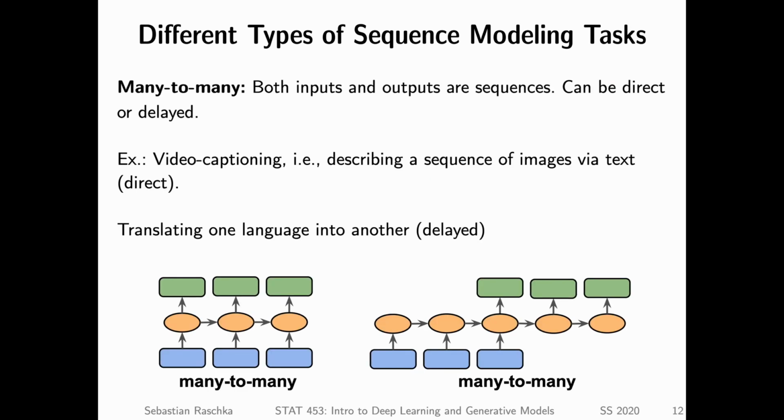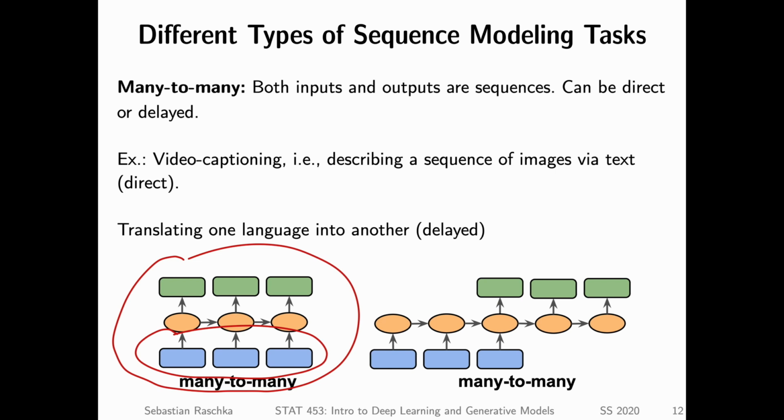Another task is the many-to-many task. Here we have multiple inputs and also multiple outputs. Like I said before, in this case, we have pairs of inputs and outputs. This would be a common task, for example, for video captioning, where we describe a sequence of images via text. Extending from the example I told you in the previous slide, where we had one image and we created a sequence of text, here we can think of it maybe as a video where we see multiple pictures and we get multiple outputs. Another example of many-to-many would be this one here, where we have a shift.